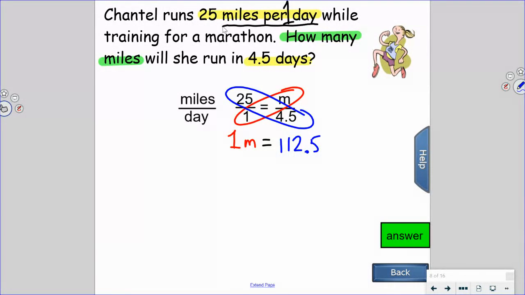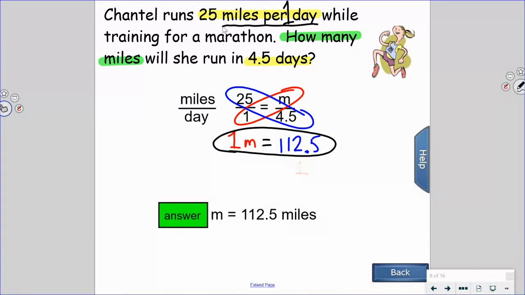Now, folks, little disappearing ink here. Yes, I suppose you could divide by 1, but guess what? You've already solved the equation. We wanted to know what a single m, the missing number, is, and so we have found the answer to be 112.5 miles.